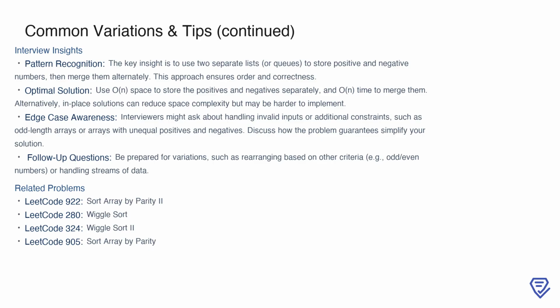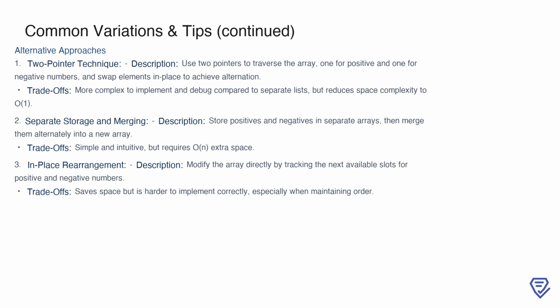Be mindful of edge cases as well. While the problem guarantees even length arrays and equal numbers of positive and negative integers, interviewers might ask about additional constraints or invalid inputs. It's also common to encounter follow-up questions that explore variations, such as rearranging based on odd and even numbers or processing data streams. For further practice, related problems like sort array by parity II or wiggle sort can help strengthen your understanding of similar concepts. There are also alternative approaches to solving this problem, each with its own trade-offs.